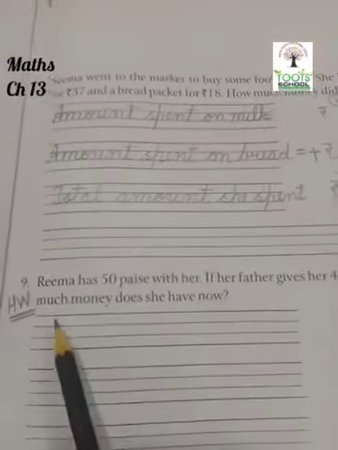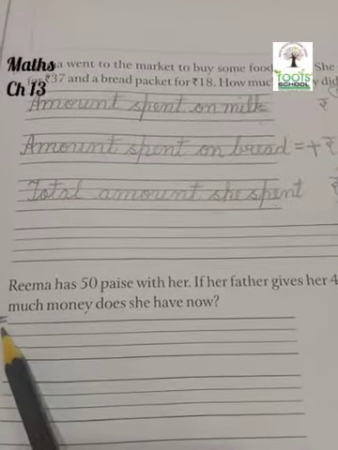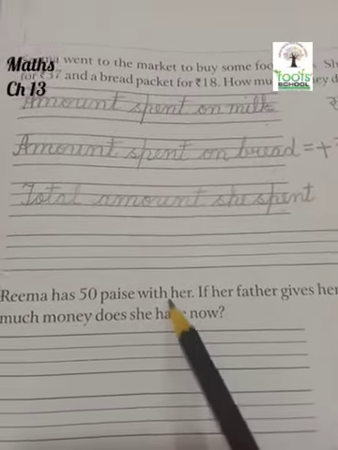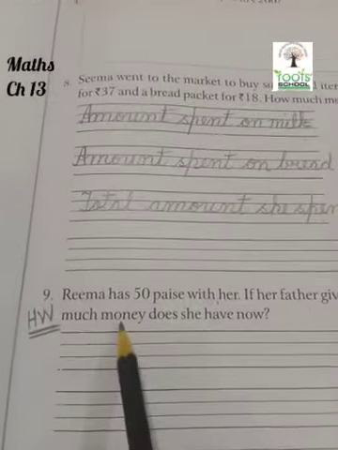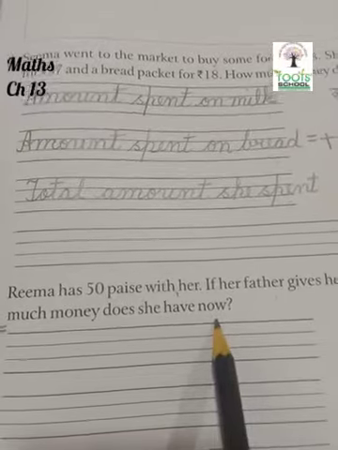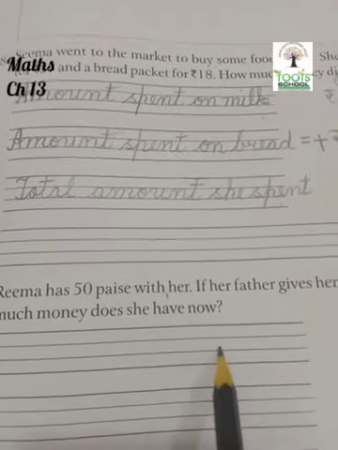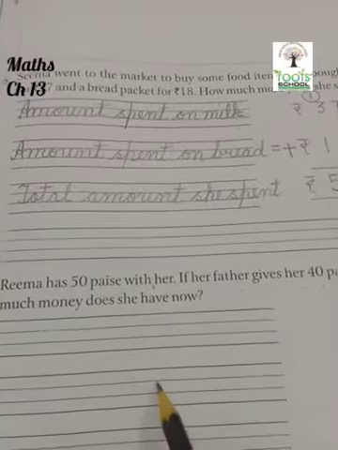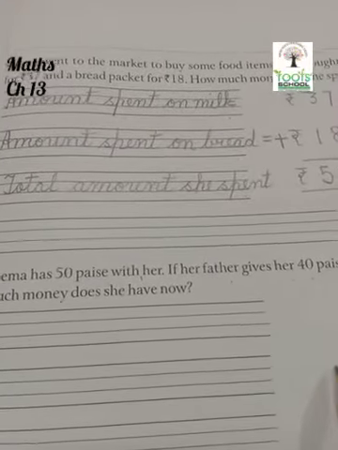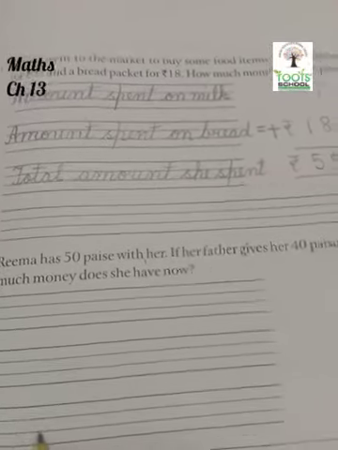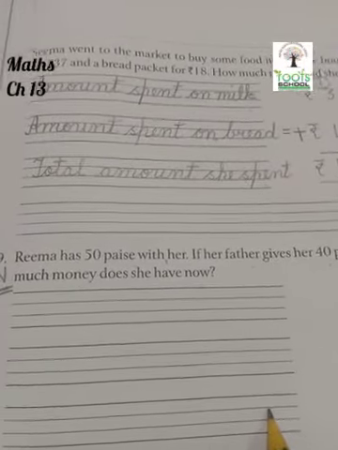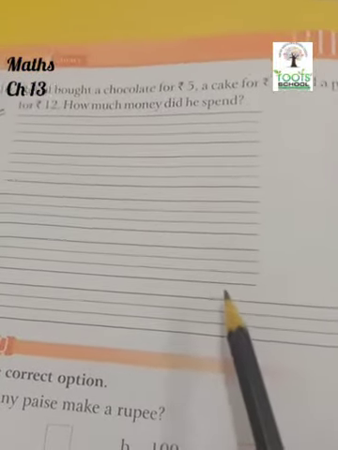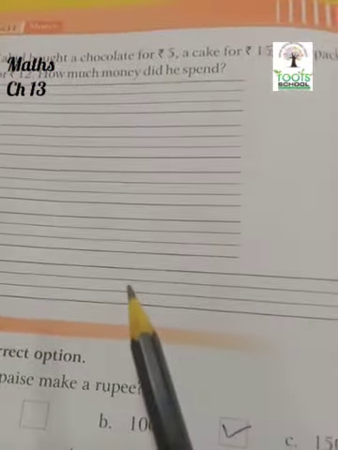Okay. Next question number 9 is your homework. Rima has 50 paise with her. If her father gives her 40 paise more, how much money does she have now? So how you will write the statement? Rima has, okay, then father gave more equals to the amount what father has given, then the total amount Rima has. Okay, you will do addition. Now next question, you will be reading it yourself and you will be doing it on your own.